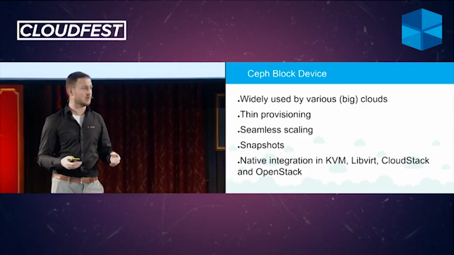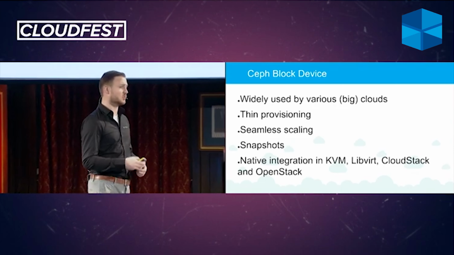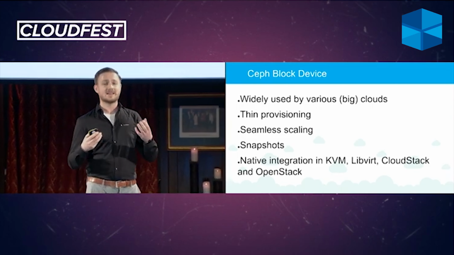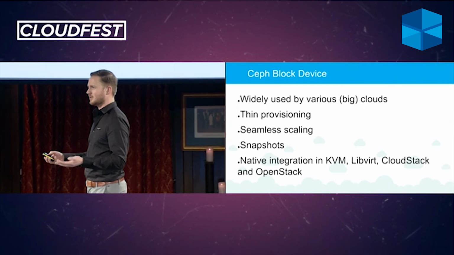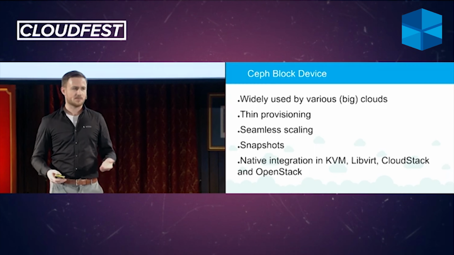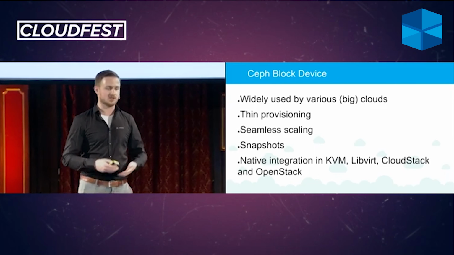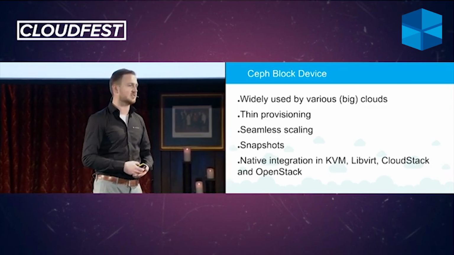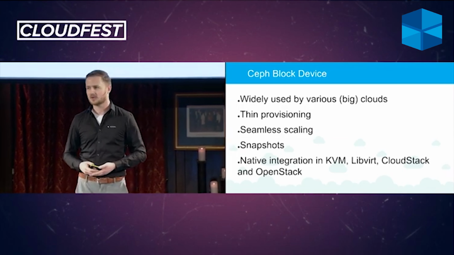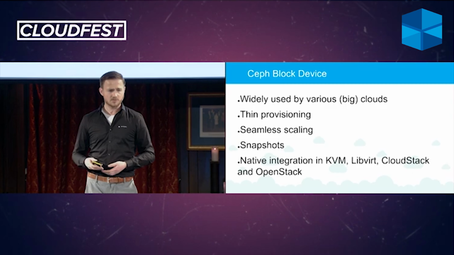Again, seamless scaling. We don't want to go down. If you tell your customers, well, we need to go down for maintenance because we want to scale out the storage, they say, hey, it's no longer 1990. Come on, seriously, do it online. Don't bother me. Snapshotting, and there's native integration in all the big projects. KVM, libvirt, and in the end, OpenStack and CloudStack, they both use KVM and libvirt for their virtualization.